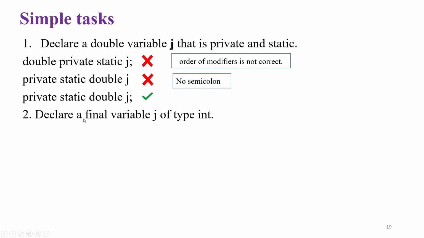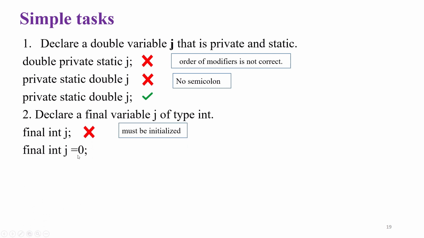Task 2. Declare a final variable j of type int. Final int j. Do you think this is correct? No, it is wrong. Why? Because a variable of type final must be initialized. Another answer, final int j equals 0. Do you think this is correct? Yes. It is absolutely correct.